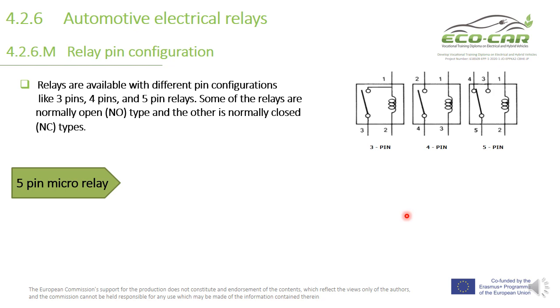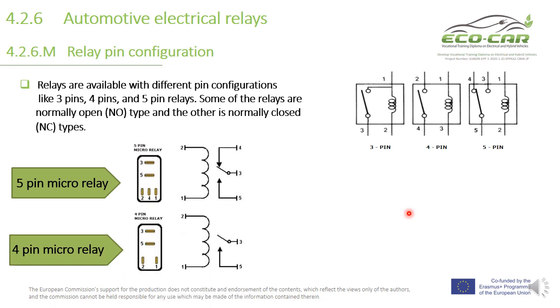We have types of 5-pin micro relay and 4-pin micro relay with the following shape. This is the shape of the relay. We have here a coil between 1 and 2, and the contacts between 4, 3, and 5. And also there is another one, a 4-pin micro relay. This is the coil and this is the contacts.